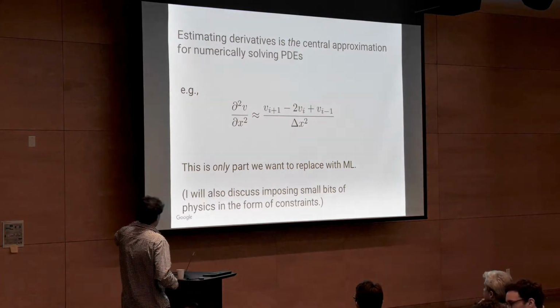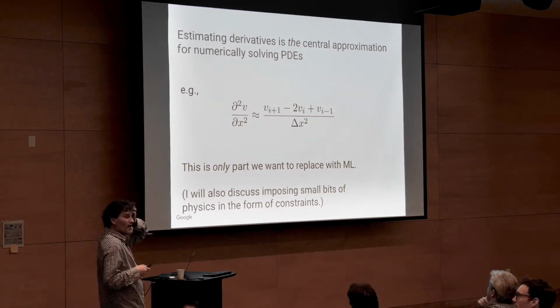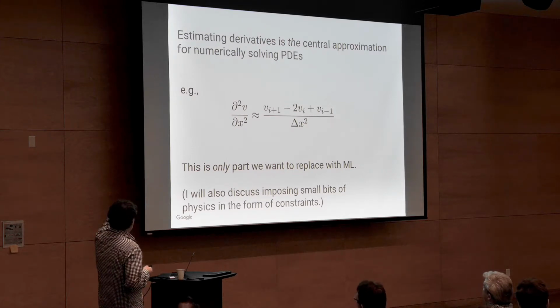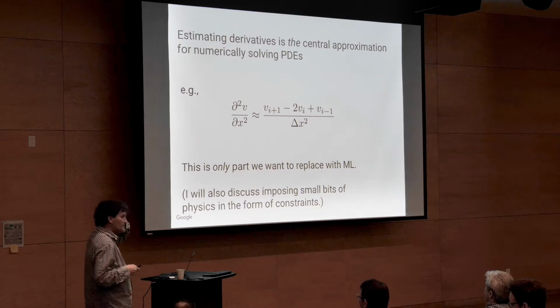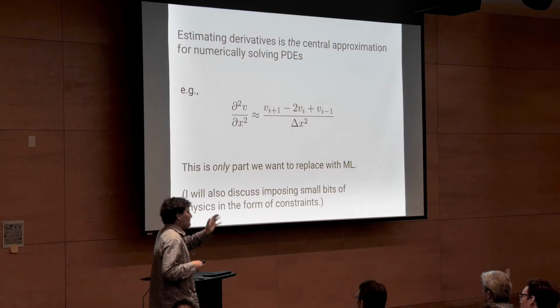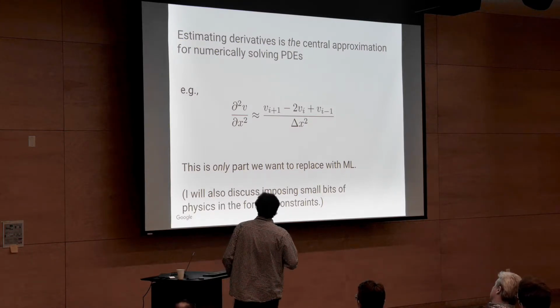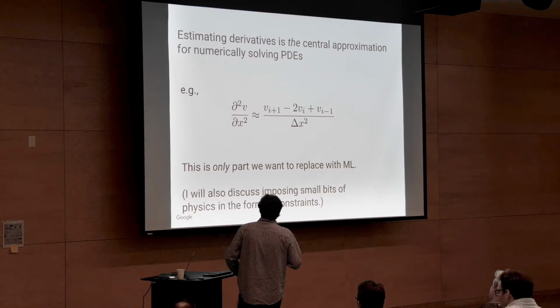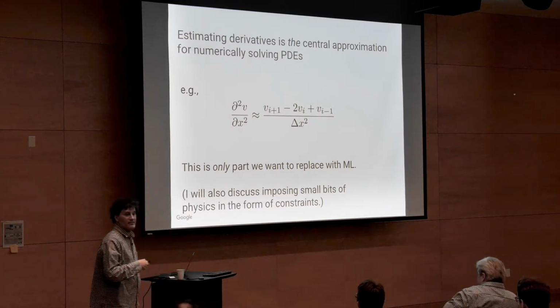Okay, so I've already said this, sorry, but I'll just say it again. Estimating derivatives is an essential approximation for numerically resolving PDEs. The discussion I'm about to give is centered around finite difference or finite volume approximations, but I would claim that the same idea could be used for other methods if you so chose. So what we would like to replace are these formulas.